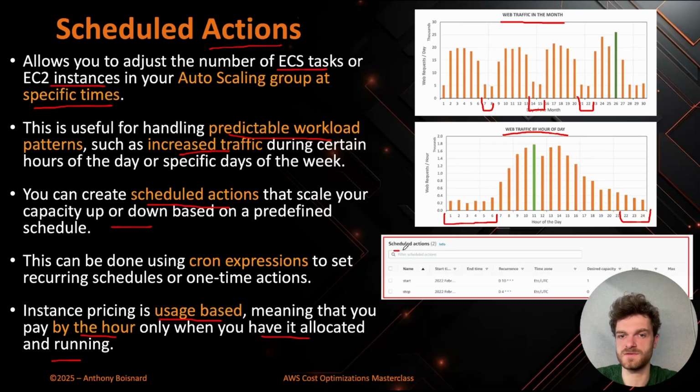So here you have your scheduled action. Let's say you create one for start and one for stop. You will have a cron expression to set recurring schedules. And then you have the desired capacity, so 1 or 0, the minimum, 1 or 0, and the maximum, let's say 2 for both of them.